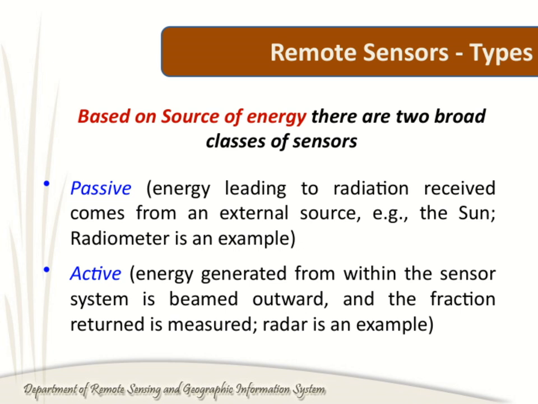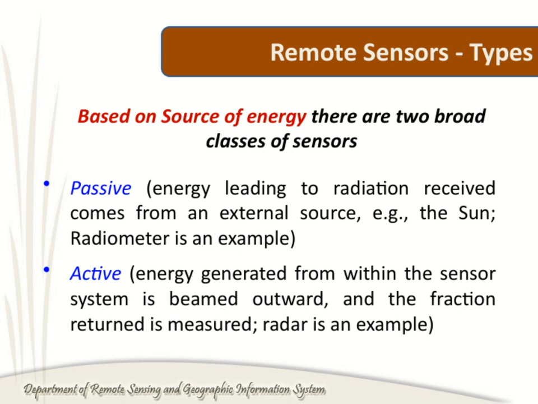These are quite different because they generate their own energy within the system. They send out a beam of energy, like a radar signal, and then measure the fraction of that energy that reflects back from the target. Radar is a classic example of an active sensor.